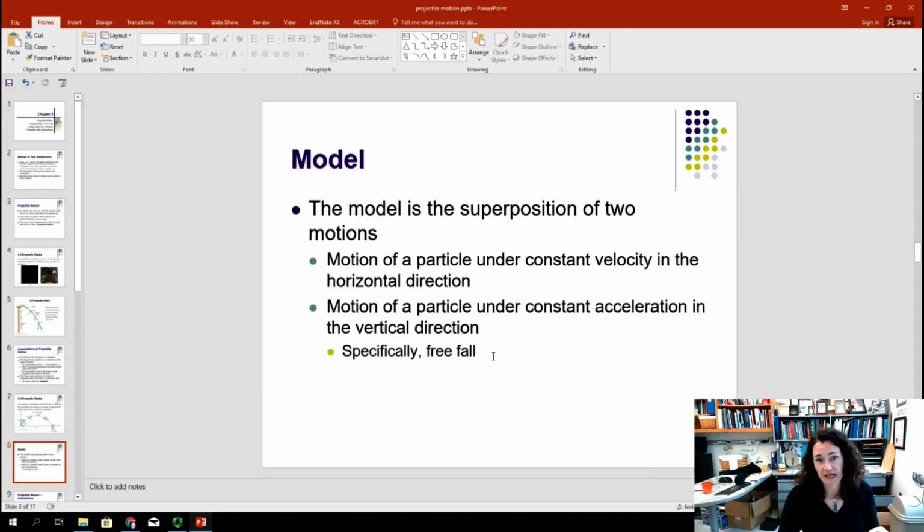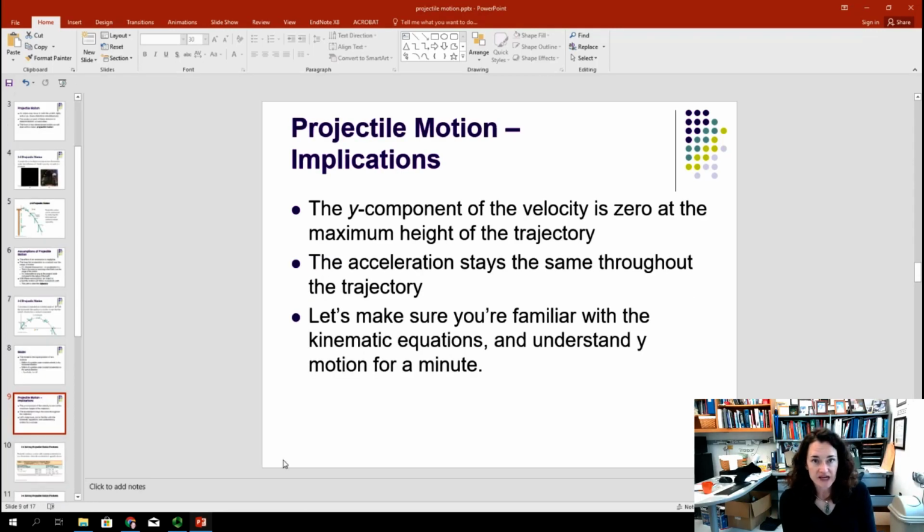So this model, yet again, is the superposition of two motions. Superposition just means I've got two different things going on. Those two things are the motion of a particle under constant velocity in the horizontal direction and the motion of a particle under constant acceleration in the vertical direction. This corresponds to the free fall equations that we talked about in a previous lecture. The implications here are the y component of the velocity is 0 at the maximum height or top of that trajectory. That acceleration in the y direction stays the same throughout that trajectory.